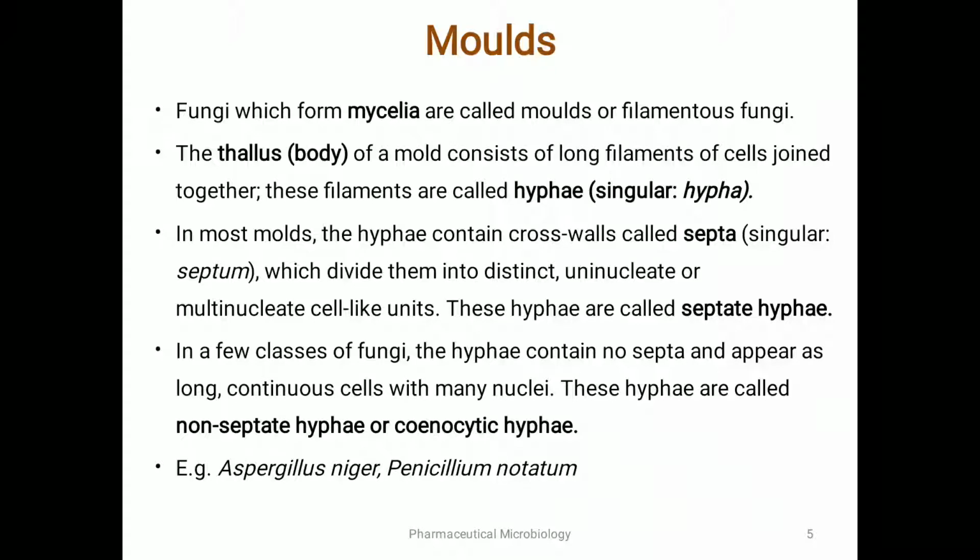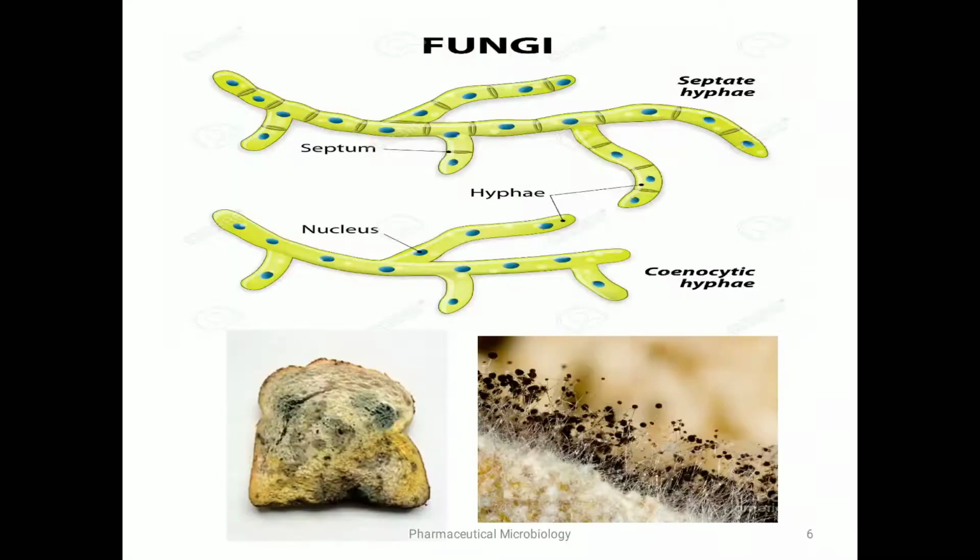In most of the molds, the hyphae contain cross walls called septa, and in singular form septum, which divide the hyphae into distinct uninucleate or multinucleate cell-like units. These hyphae are called septate hyphae. Here in the images you can see a kind of mold. Mold is made up of hyphae, which are the filaments. Hyphae are the cell units, and some of the hyphae may be uninucleate or multinucleate.